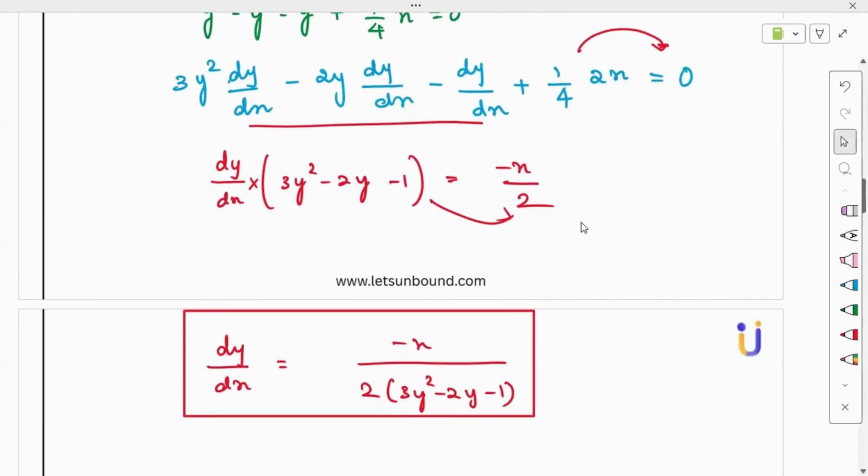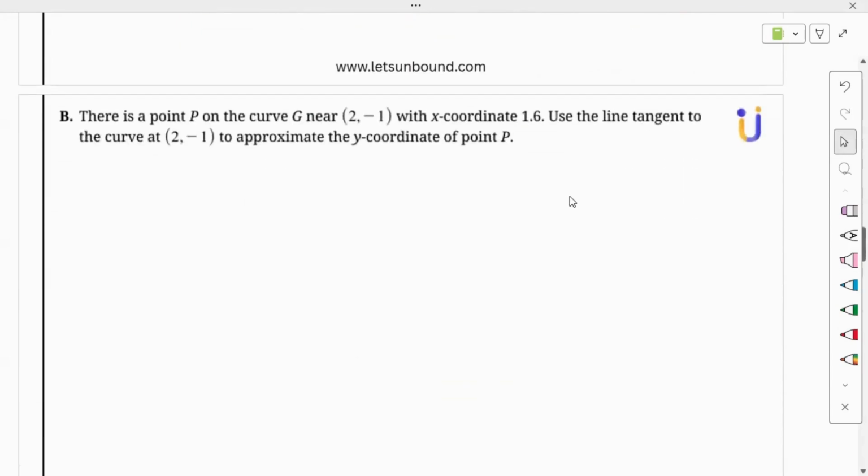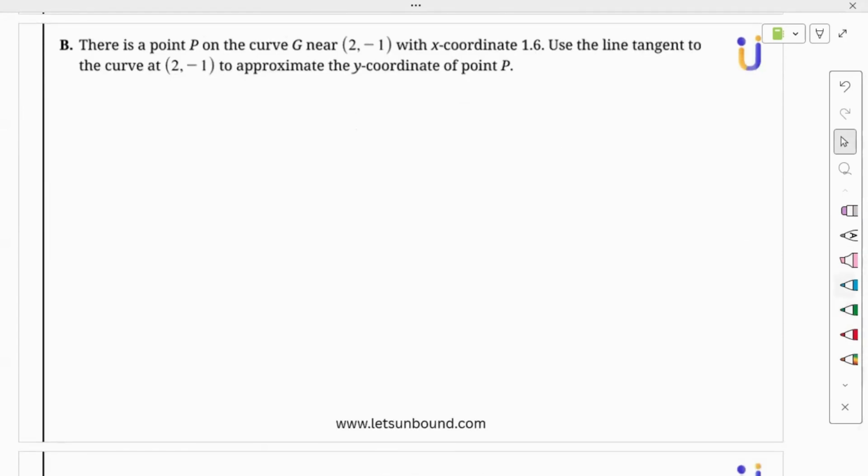I think you understand this, right? Now part B. There is a point P on the curve G near (2, negative 1) with x coordinate 1.6. Use the line tangent to the curve at (2, negative 1) to approximate the y coordinate of P.